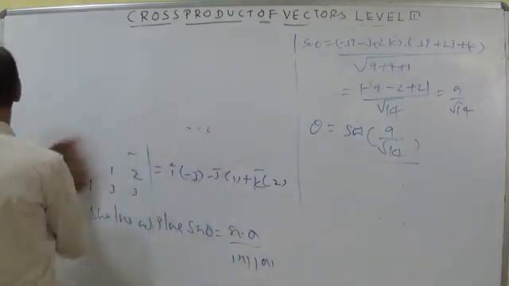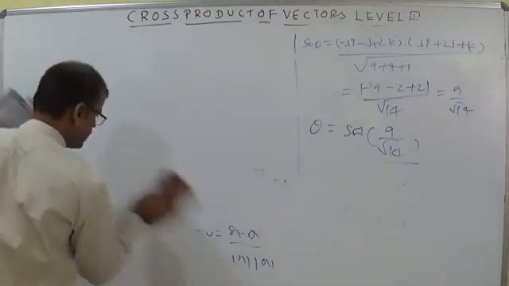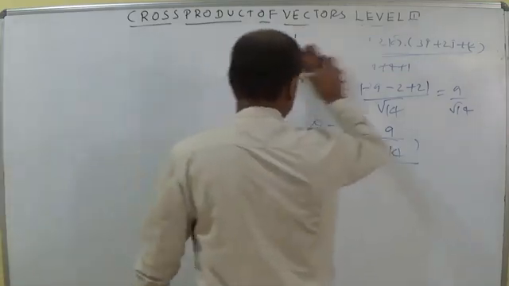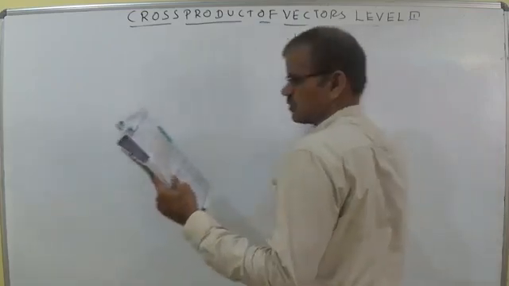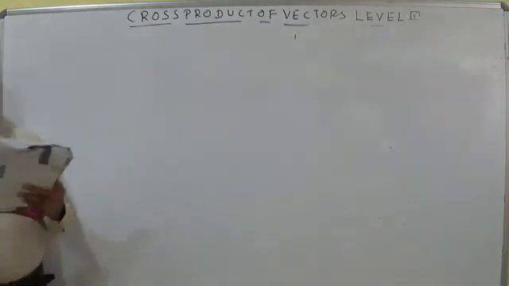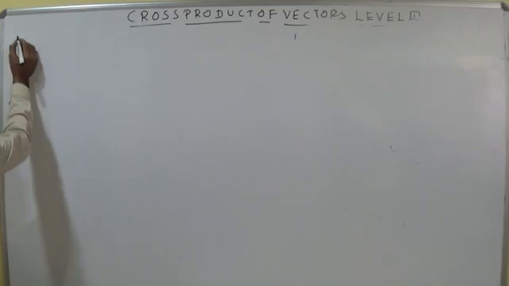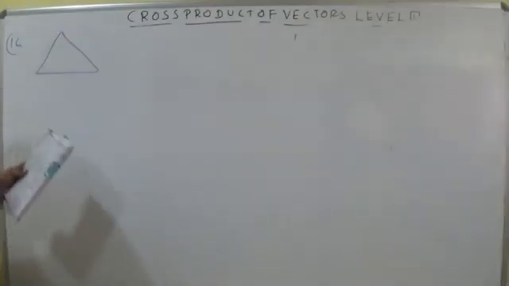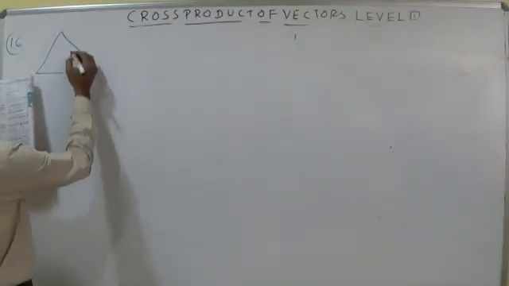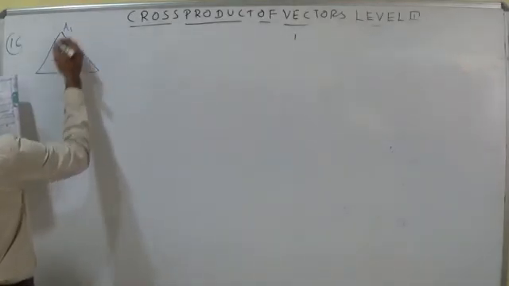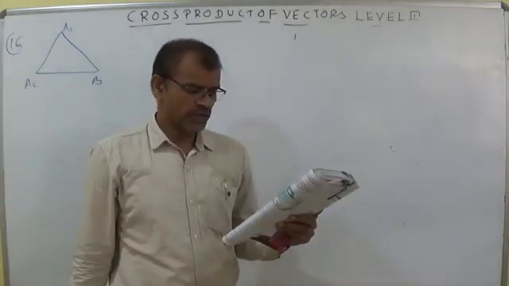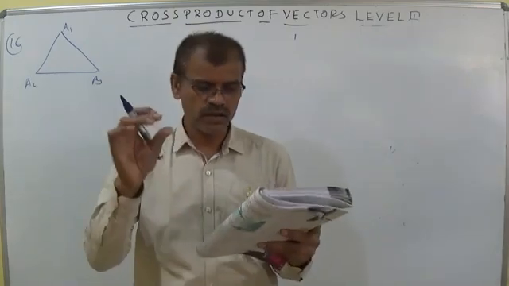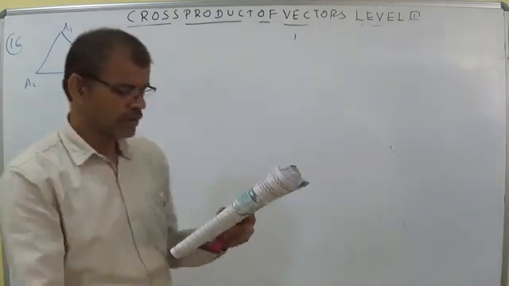16th question. The 16th question is a previous IP question in old textbooks. A1, A2, A3, and so on up to AN are the vertices of a regular hexagon. Let us draw the diagram. A1, A2, A3, and so on up to AN are vertices of a regular plane polygon with n sides.